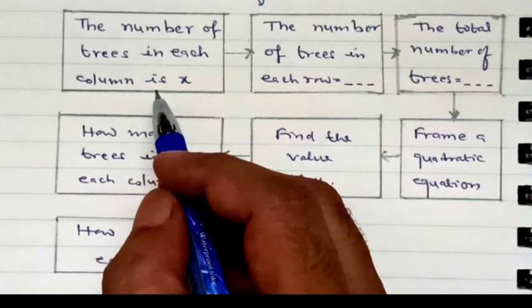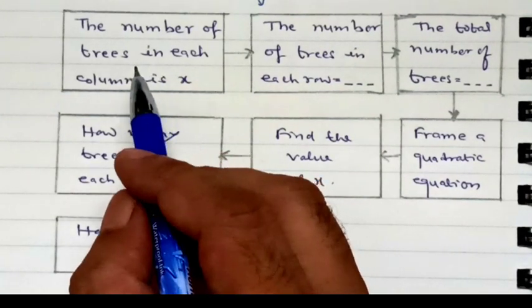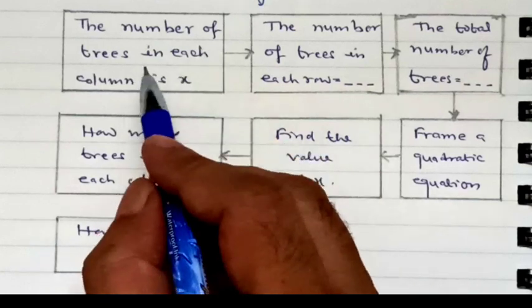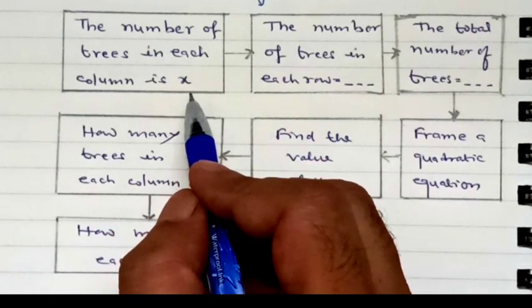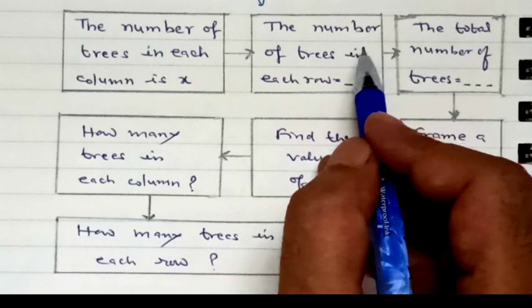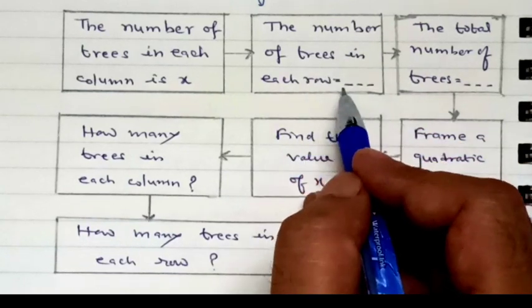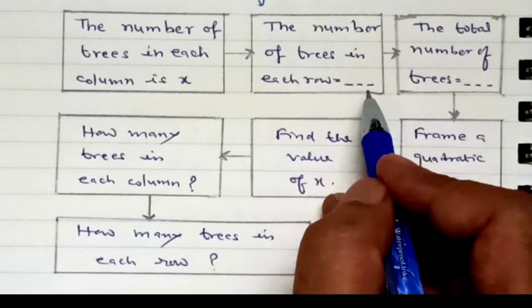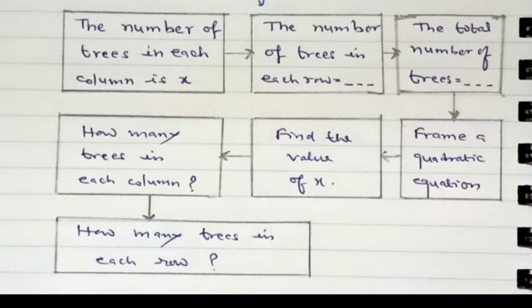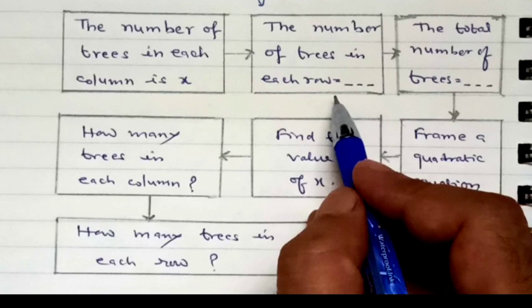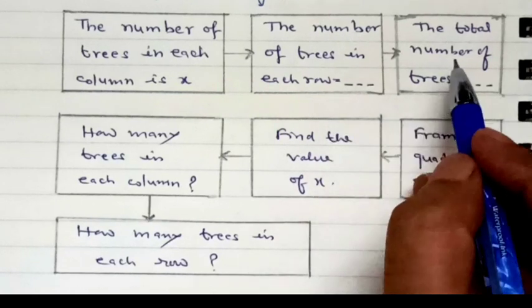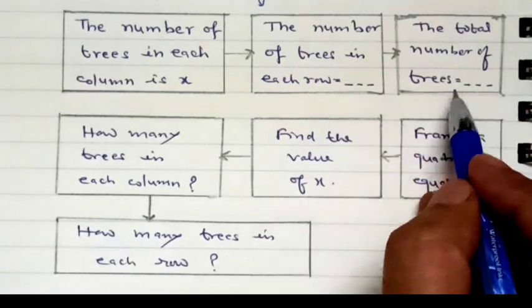Look at this flow chart. First it is given the number of trees in each column is x. So it is given to you that x is the number of trees in each column. The number of trees in each row is equal to... That means with the help of that you have to find out the number of trees in each row with the help of the given condition. Then the total number of trees.